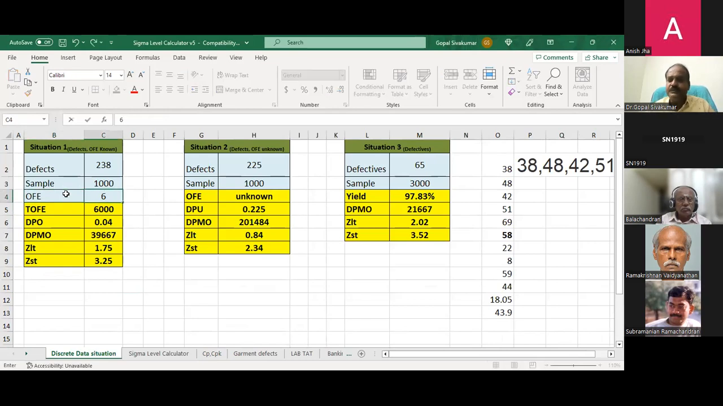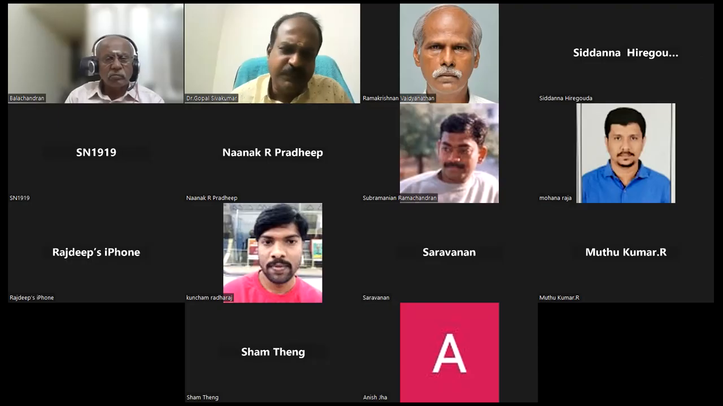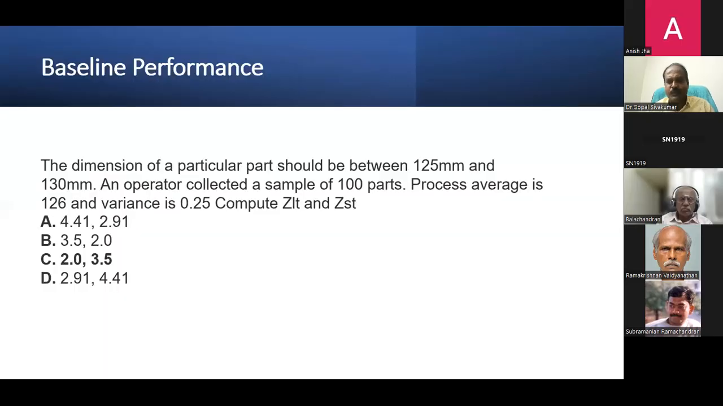OFE is 6, already typed. And the number of laptops inspected is 1,000. And then 238 defects. The number of defects is 238. Now what is your ZST? 3.25. This is very simple, isn't it now? This is not at all a complicated case. No more a complex case.